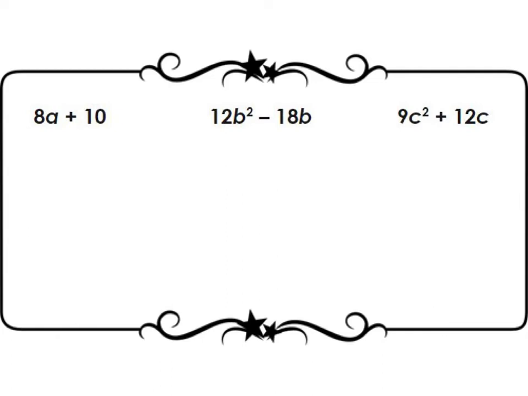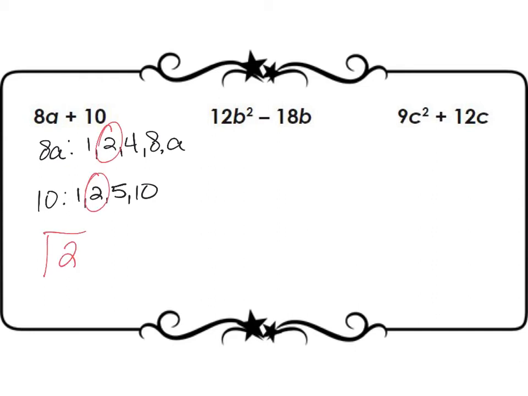All right, here's a few more. Let's go with starting with this first one here. We have 8a and 10. So for 8, we have 1, 2, 4, and 8, and then a, of course. And then for 10, we have 1, 2, 5, and 10. So it looks like our greatest common factor in this case is going to be just a 2. Sometimes it's that simple, ladies and gentlemen.